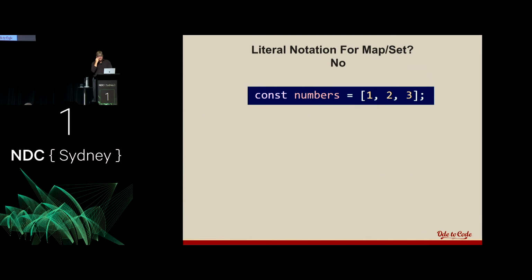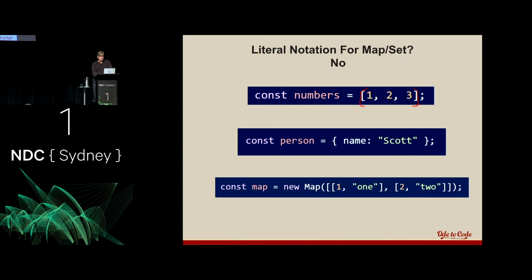A lot of people have asked over the last year if there's a literal notation for map or set. Map is another new type that was defined by ECMAScript 2015. We have array literals and this nice syntax to create an array. Is there something similar for map or set? And the answer is no. We have array literals, we have object literals, and that's still the only literals we have. If I want to create a new map, this is the quirky syntax to create a map. I pass in an array of arrays, where each array inside of here contains the key and then the value for it.